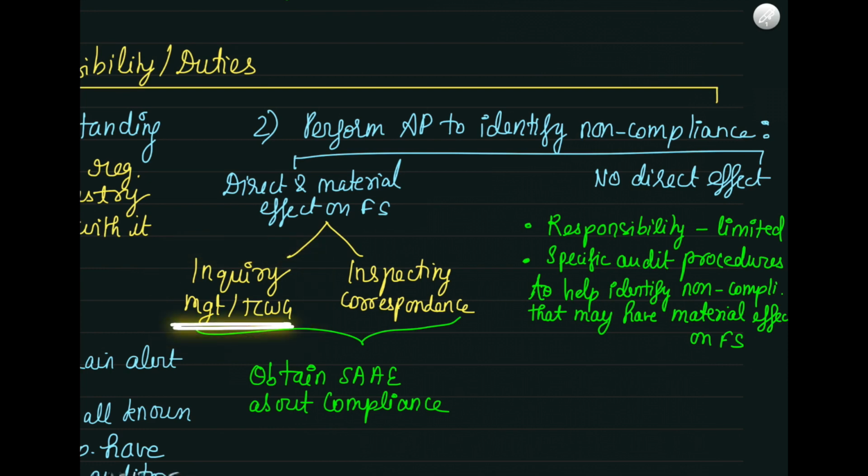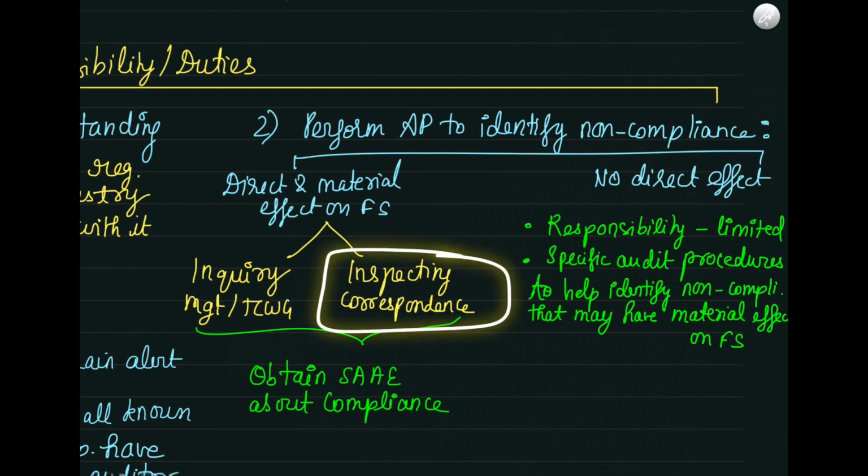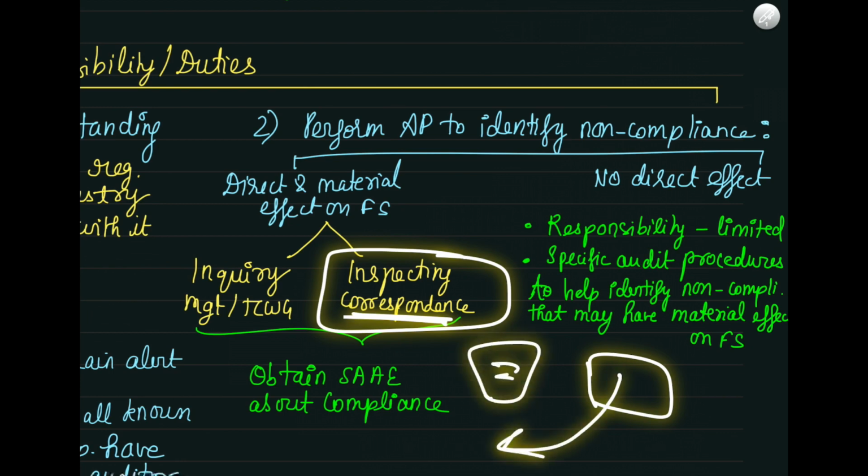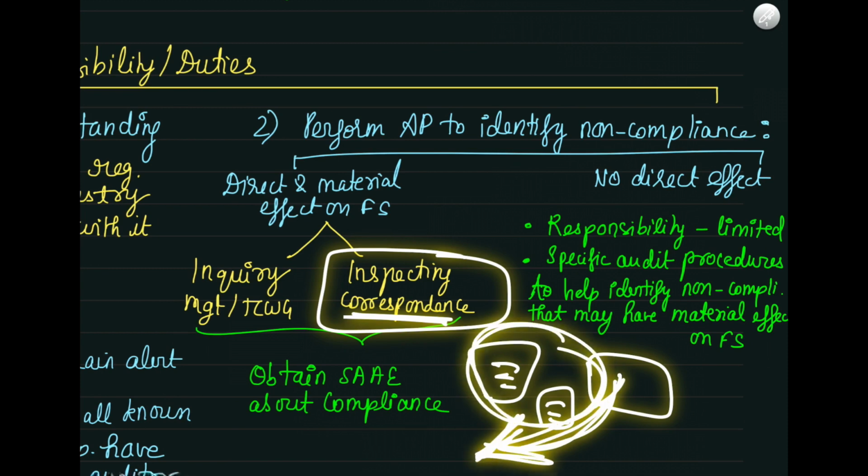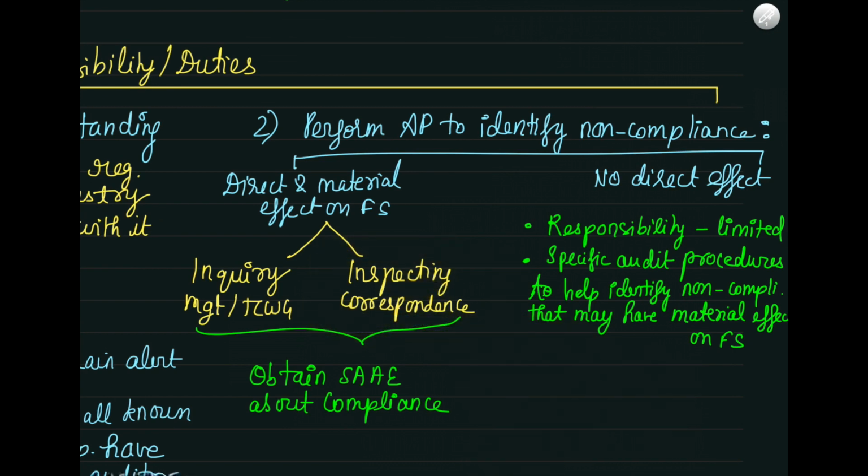You can ask them, in the current year what happened, were you able to comply with everything, was there any non-compliance. You can make an inquiry with the management or TCWG like that. As well as you can do an inspection of correspondence. What is this correspondence? From the regulatory or legal authority, you might have got any letter, any order, anything that you have got from a legal or regulatory authority. That is known as correspondence, a way of communication. You can inspect it to check whether they said anything about any penalty, any non-compliance or compliance or whatever they have said.